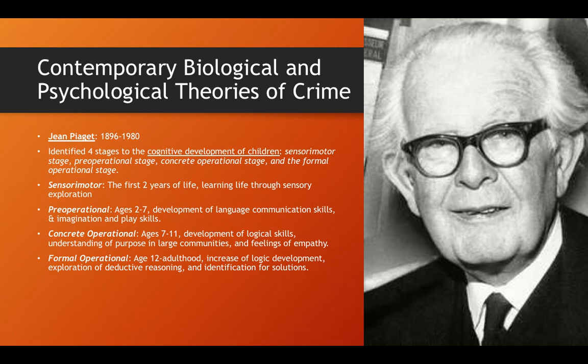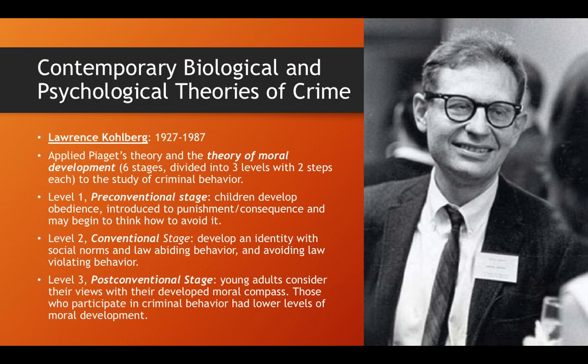So, like I was saying, Piaget is not a criminologist. However, Kohlberg applied Piaget's theory and the theory of moral development into 6 stages of development that he grouped into 3 levels. These levels were the pre-conventional stage, in which children develop obedience and are first introduced to the notion of punishment. They also begin to determine their own self-interest, and it's at this level that children may evaluate how they can actually avoid punishment. Level 2 is the conventional level.